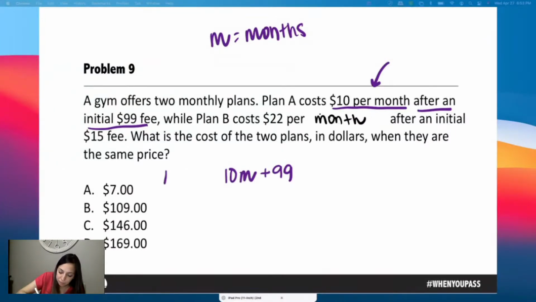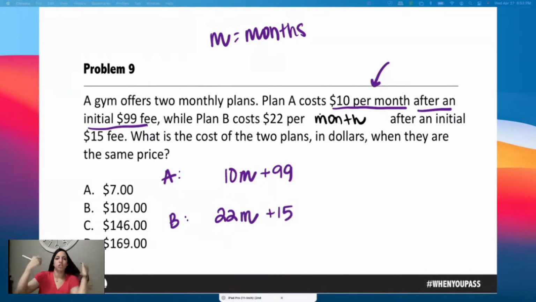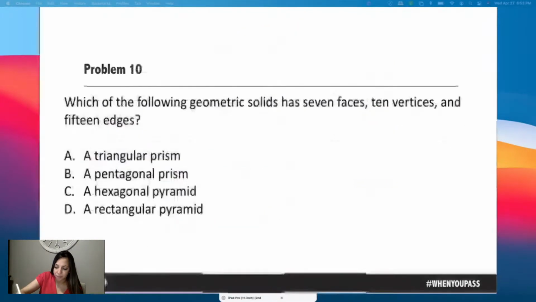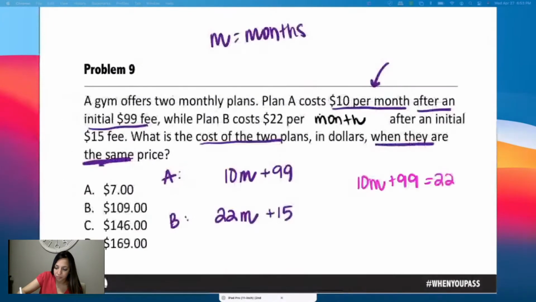And then plan B is going to cost $22 per month. When you see a per, you're likely multiplying it by something in a word problem after a $15 fee. And what do they want to know? The cost when they are the same. What does same mean? Equal. So if I set them equal to each other and solve for M, then I can find when they're equal.